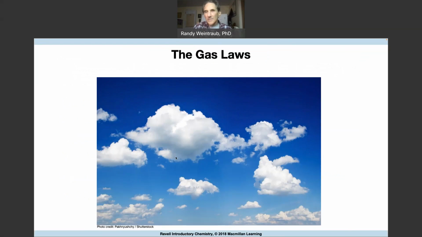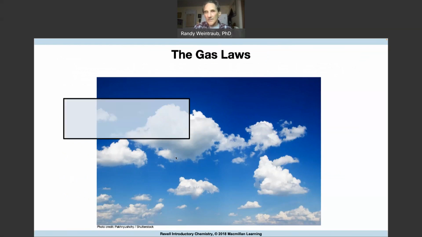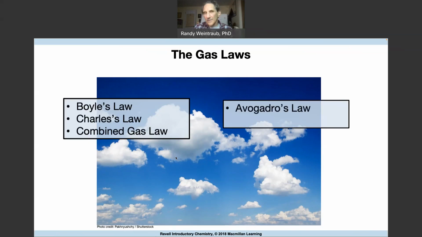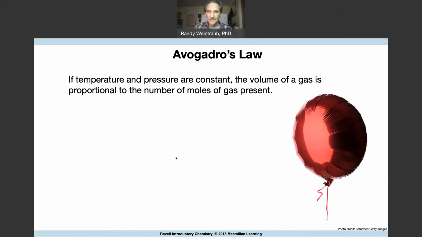The pressure, volume, and temperature of an ideal gas relate together through simple relationships. So we looked at Boyle's law, Charles's law, and the combined gas law. Finally, we look at two more laws, Avogadro's law and the ideal gas law. We'll also take a look at mixtures of gases and consider a molecular explanation for the gas laws.